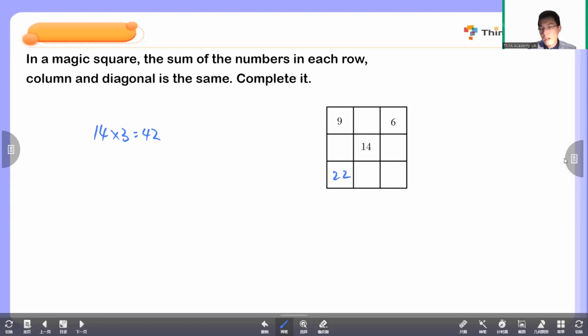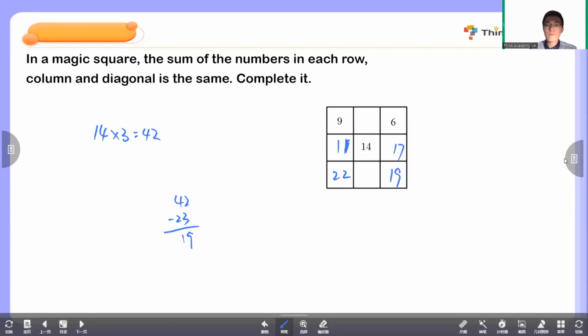And then in the other diagonal, we have 23. So 42 minus 23 is 19. So in this one will be 19 as well. And then we can solve all the rest. So 6 plus 19 is 25. And then 42 minus 25 is 17. 22 plus 9 is 31. And then 42 minus 31 is 11.